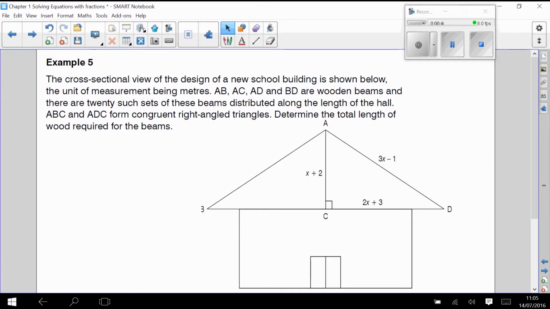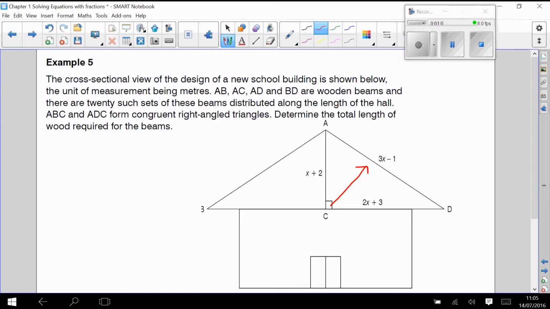The next thing that I should notice by looking at this is that this triangle is a right-angled triangle, and I cannot know how much wood I'm going to need unless I find out the value of x. If I know the three sides all in terms of one variable, I can use Pythagoras in order to solve for x.